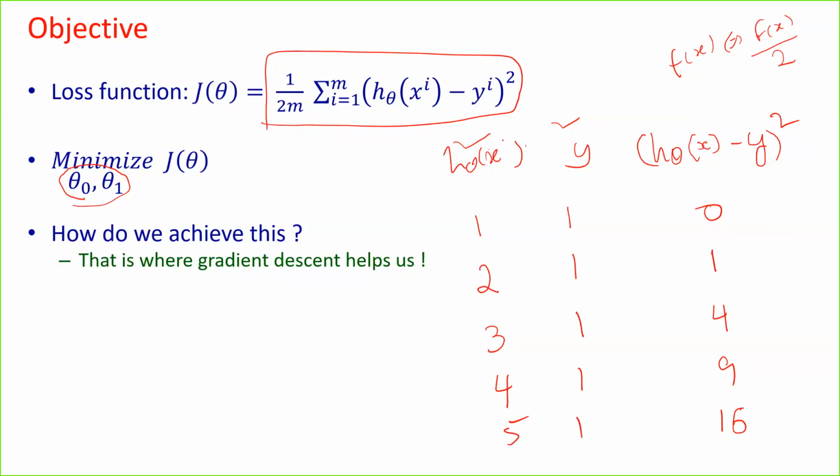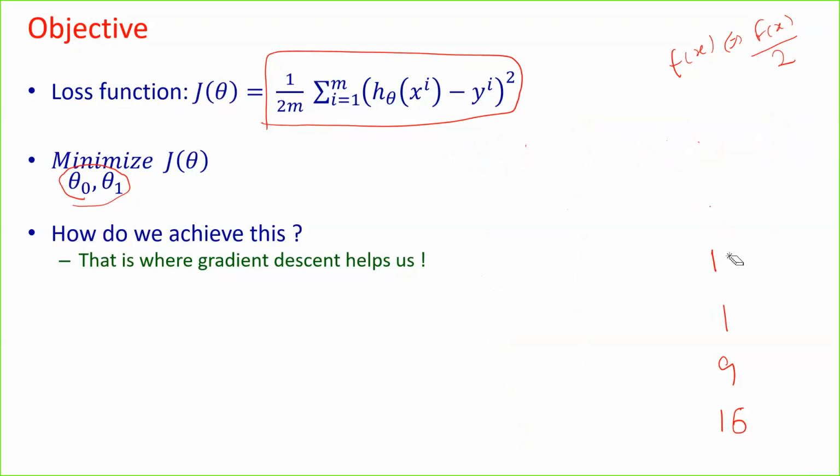All right. Now, the objective is to choose theta naught and theta 1 so that the squared difference between actual and predicted values is minimized. Now the question is how to achieve this. How can I choose the best theta naught and theta 1 that minimizes the squared difference between actual and the predicted values?